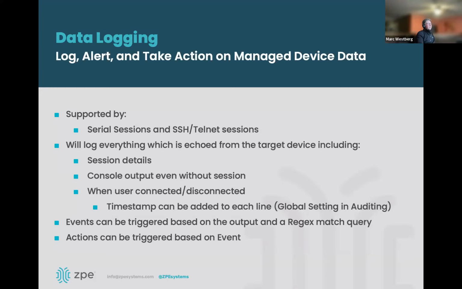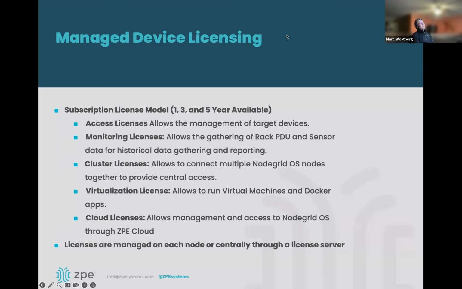So licensing is not real complicated, but it can get a little tricky. There's basically 5 types of licenses for Nodegrid devices. Probably the most used license is the access license. This allows for management of target devices. So if a device has 8 serial ports, in the case of a Bolt, the device will come with 8 licenses for those serial ports, and every device comes with an additional 5 management licenses for IP management.